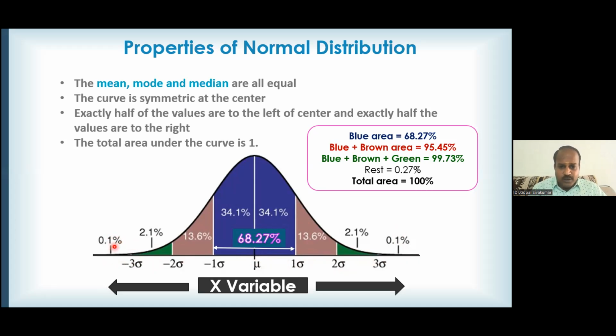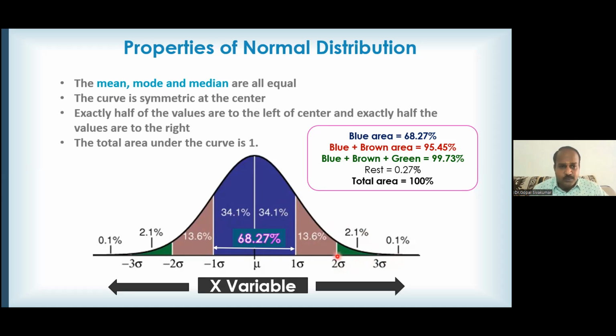When I include all the area up to the control limit, see, there is 34%, there is 13%, there is 2%, and similarly on the left side. When I include all the blue color area, brown color area, and green color area, what percentage of the curve is covered now? 99.73% of the curve will be covered within the control limit. That means 99.73% of the points will lie between the control limits.